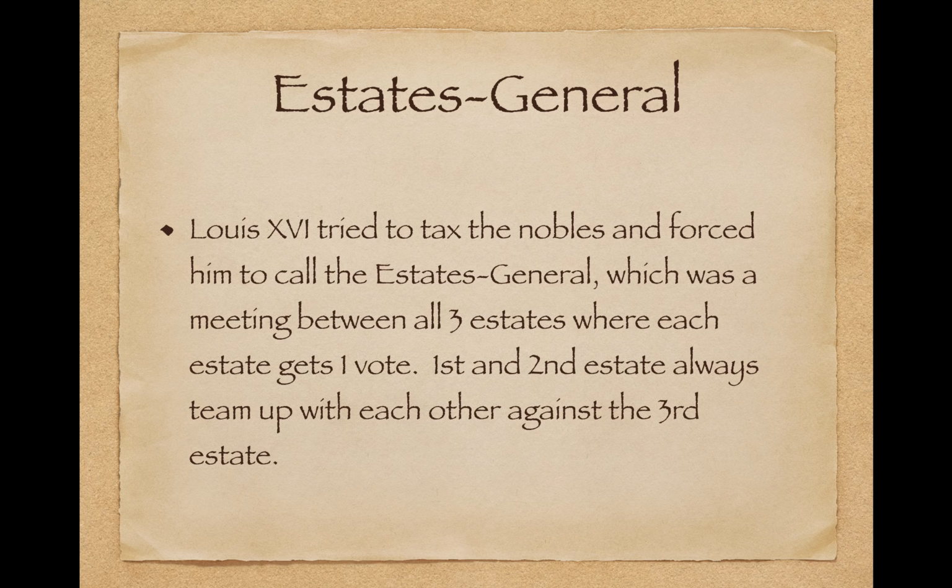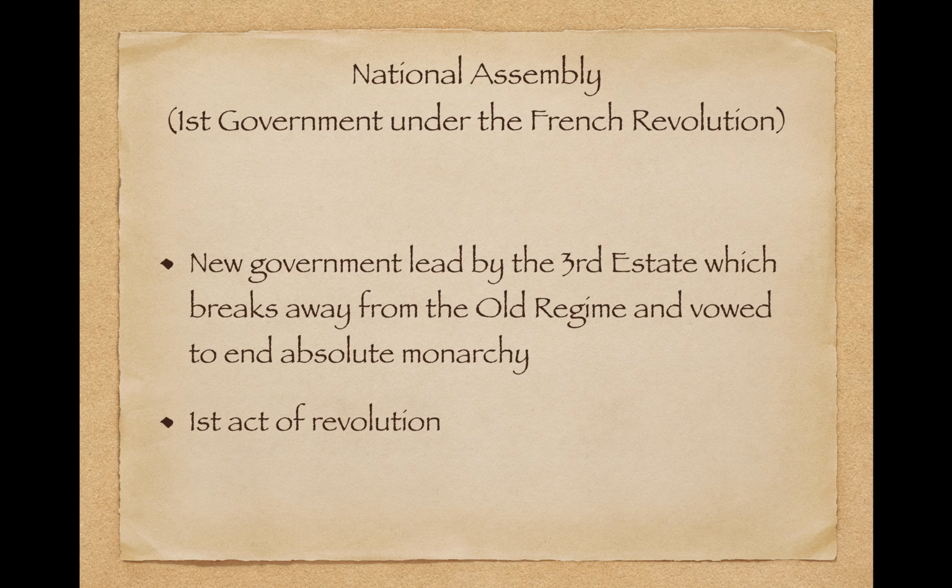So, with this being said, the third estate is going to break away from the old regime, and they are going to form a new government in France. And this is the beginning of the French Revolution. They call that new government the National Assembly, and once again, it is made up of the third estate. They break away from the old regime, and their number one goal is to end absolute monarchy.